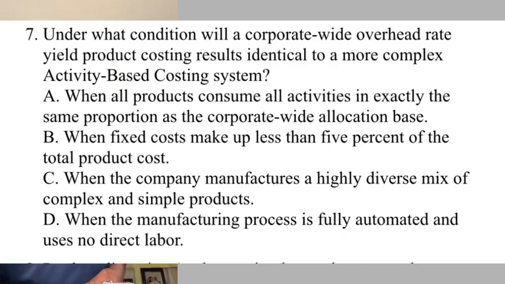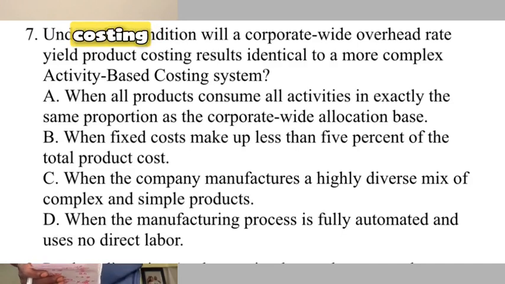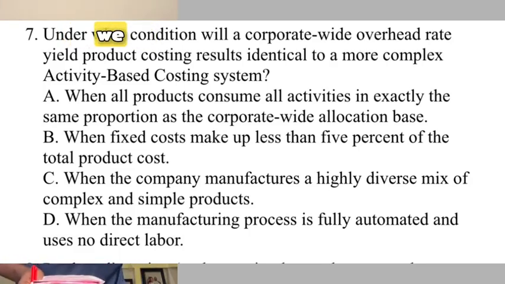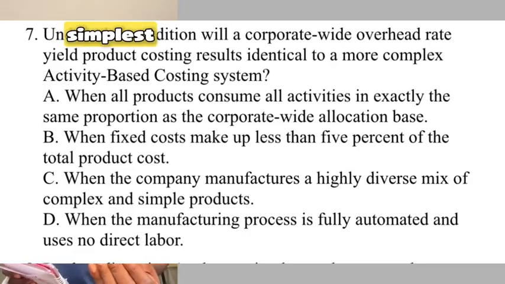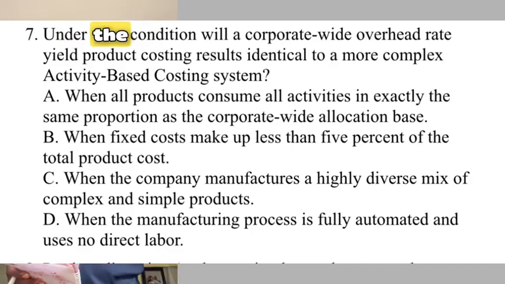Number 7. Under what condition will a corporate-wide overhead rate yield product costing results identical to a more complex activity-based costing system? We have agreed that the corporate-wide method is the simplest, the cheapest, and the least precise. But the activity-based costing is the most precise because it takes more money and follows due process to allocate costs. So under what condition will the cheapest and least precise one give the same result as activity-based costing?